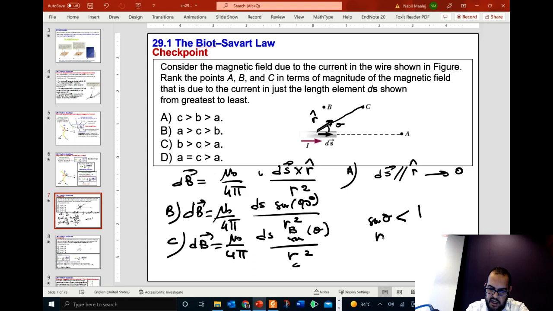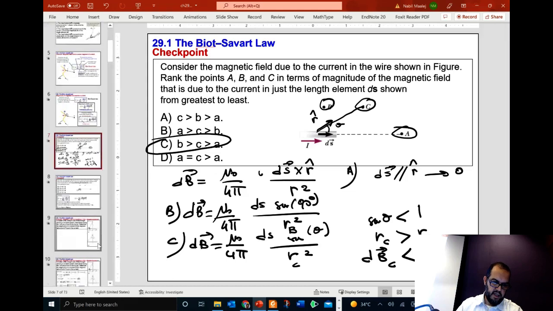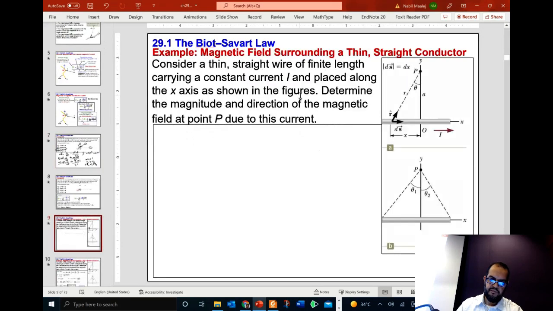Second, RC is larger than RB, so the magnetic field vector at point C is going to be less than the magnetic field at point B. So that means the strongest magnetic field is at point B, then at point C, then at point A, which is 0. So the correct answer is B, C, and A. All right, so this is a checkpoint, and let's go to this problem here.